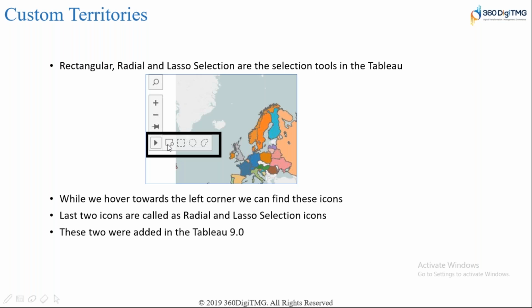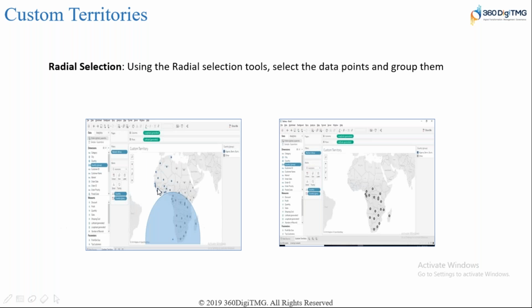When you click on the arrow mark, there are certain things that you can do here, like you can use the selection tools: rectangular selection, radial selection, lasso selection. These are called rectangular, radial, lasso. Using these selection tools, we can basically select the data points and we can create a region or a territory out of it. Now, how do we do that? Let us see.